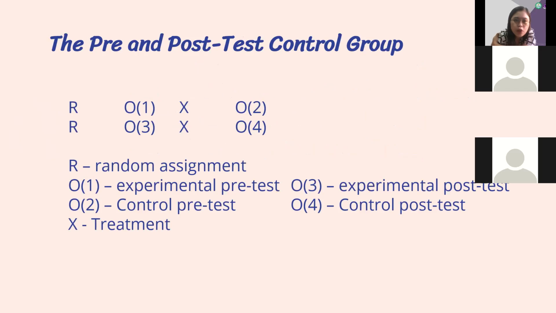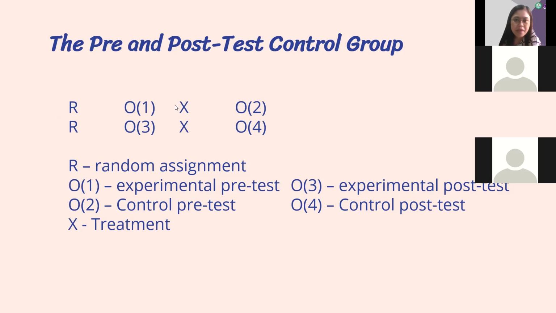So you have the control group and the experimental group. So ano mangyayari? Take note of the R. R is random assignment. So binibigyan talaga, class, ng importance ang randomization when it comes to the true experimental. O1 is the experimental pre-test. So magpa-pre-test ka dito. Example, kung blood sugar ito, check mo muna yung blood sugar niya.